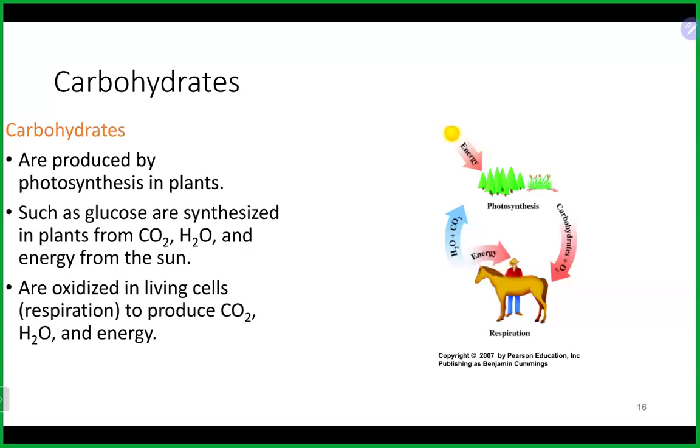Carbohydrates are produced through photosynthesis in plants, such as glucose, which is synthesized from CO2 and water, and energy is released through cellular respiration. Again, we have this cycle that goes around with water and CO2 through photosynthesis.